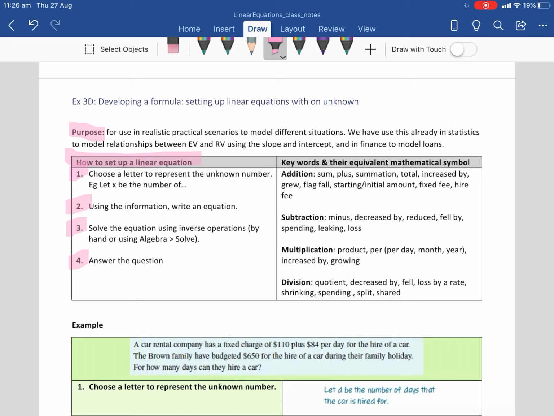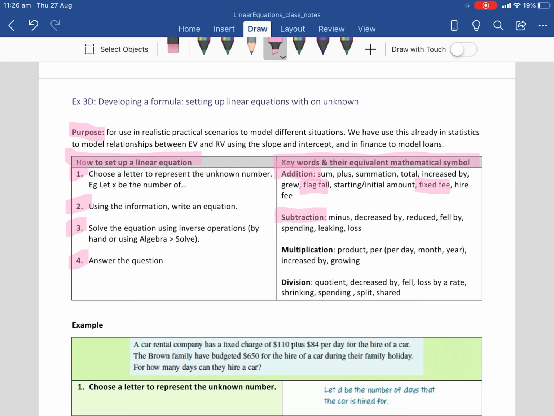When you're doing this, you're going to be given a scenario, so it's going to be very worded questions. You need to be able to pick out the keywords and identify the equivalent mathematical symbol. You could have addition, so obviously you're going to be adding things. Words that could show that would be sum, plus, summation, total, increased by. I won't read them all, but "flagfall" usually means to add something. A fixed fee. So these are all words for addition.